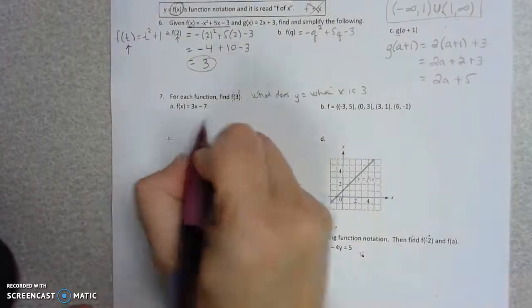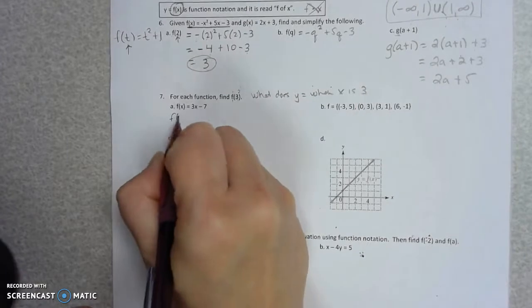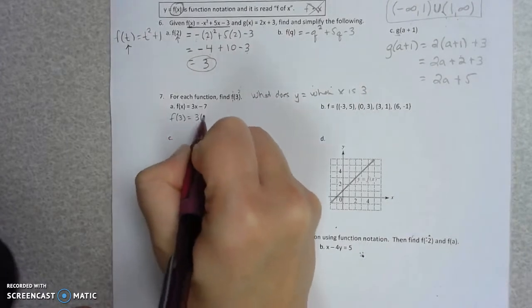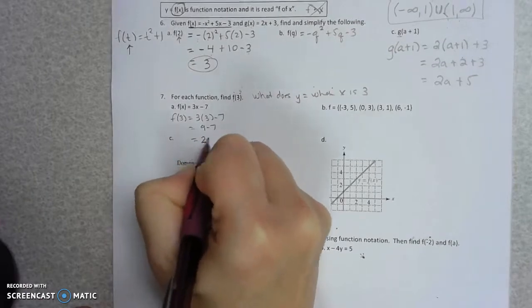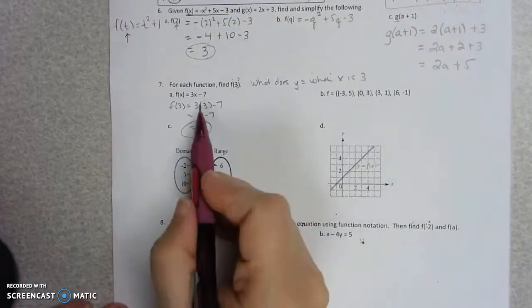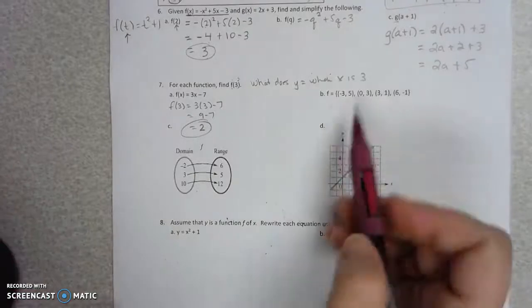So on letter A, if I want to know what is y when x is 3, I simply fill 3 in for x. So 3 times 3 is 9, minus 7 makes 2. I'm going to do the same thing for B.